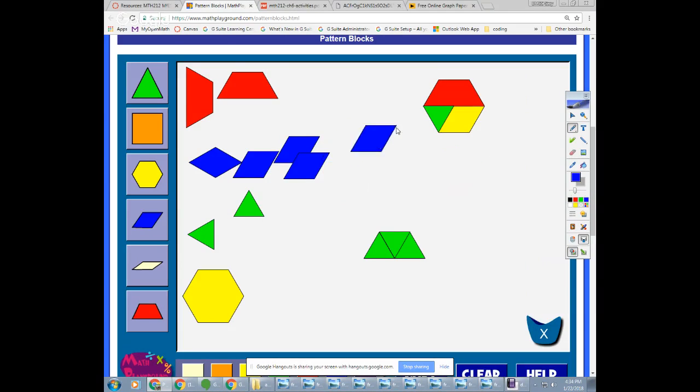So if I take the blue rhombus and I put it, let's see, I got to do it just right. Let's twist you a bit. And put, let's see, you need to be twisted a bit. There we go. 2 blue rhombuses make the same thing. So here I can see the answer is 2 out of a possible 3 in the whole.